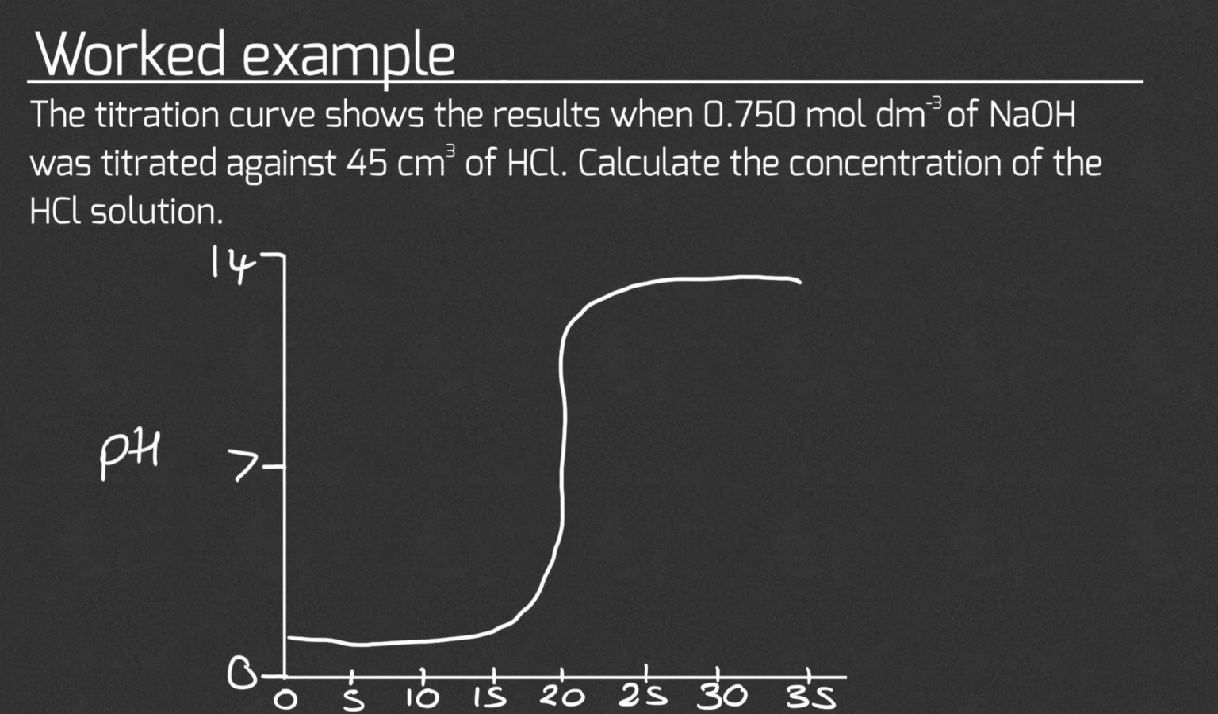This question asks us to use the titration curve, which shows the results when 0.75 moles per decimeter cubed of sodium hydroxide was titrated against 45 centimeters cubed of hydrochloric acid. We need to calculate the concentration of the hydrochloric acid solution. Unlike some titration questions you might have seen, this one doesn't tell you what volume of sodium hydroxide was used. You need to read the value from the graph. So the volume at which neutralisation occurred is the volume at the end of the equivalence point. So you've got to read that value off the graph. So we can see that the volume of sodium hydroxide added when neutralisation occurred was 20 centimeters cubed.